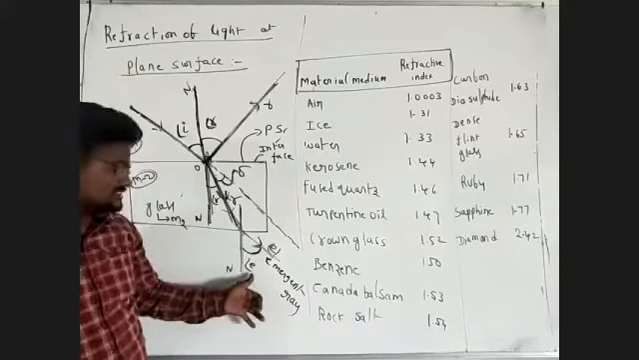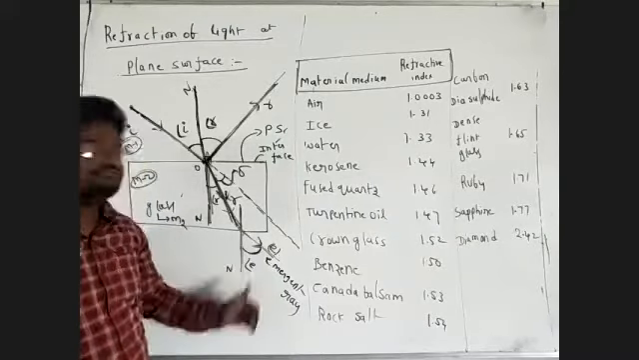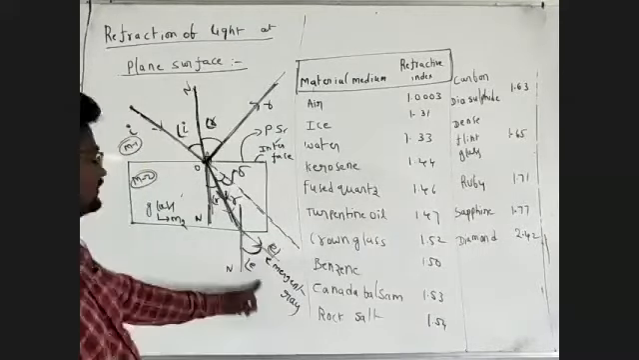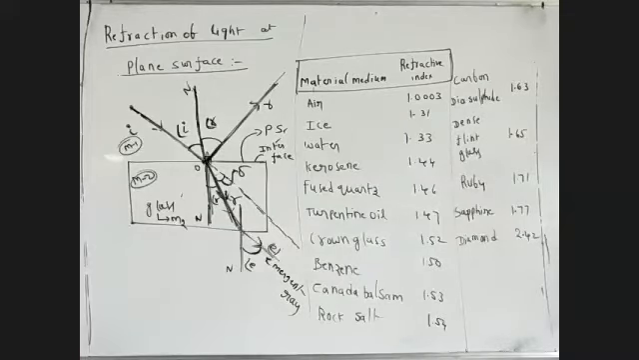Angle of emergence means the angle between N and E. We call it the angle of the emergent ray.